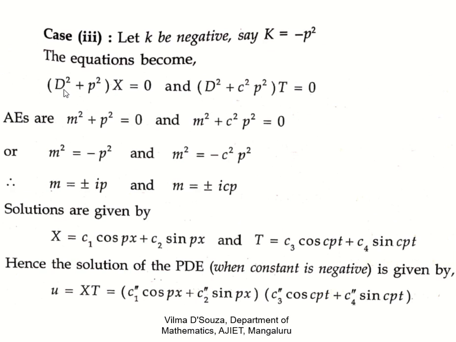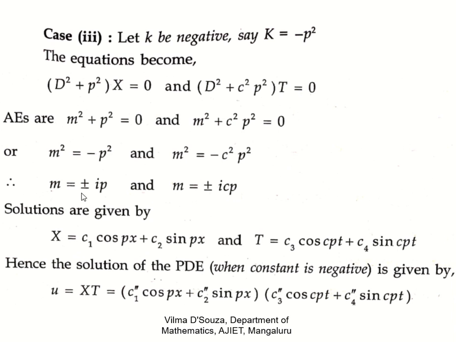Now, what are the auxiliary equations? Auxiliary equation is m square plus p square is equal to 0, and here m square plus c square p square is equal to 0. So what is m? m is equal to plus or minus ip. m square is minus of p square, so m becomes the square root of minus p square. Square root of minus 1 is plus or minus i. So square root of minus p square is plus or minus ip, and here m is equal to plus or minus icp. So corresponding to the complex root, you have to write down the solution.